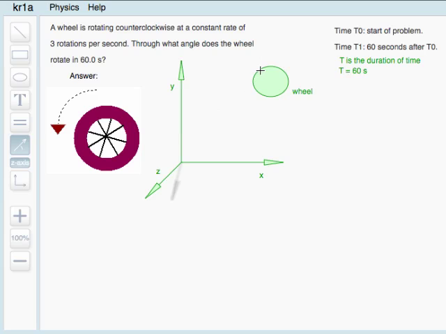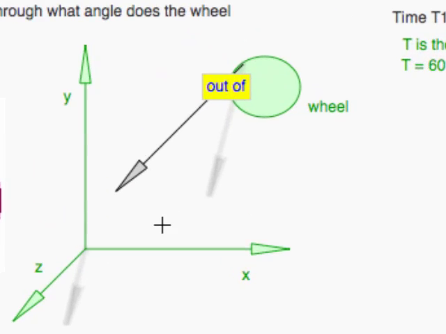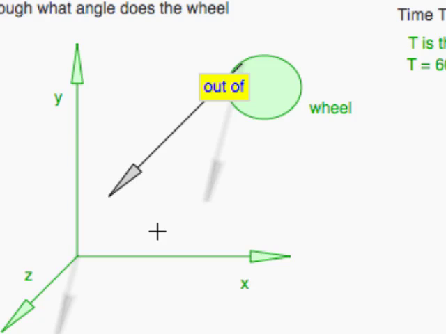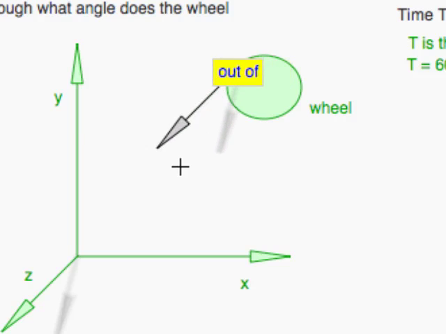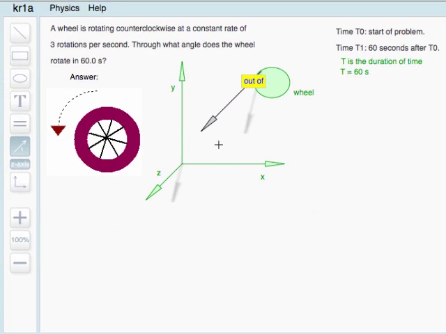Alright, so I'm going to bring it up and just drag it out, and you'll see in yellow it says out of. If I come up here, it says into. The shadow is showing that it's coming out. Well, this one, it's going counterclockwise. That means we're going to draw it out of.